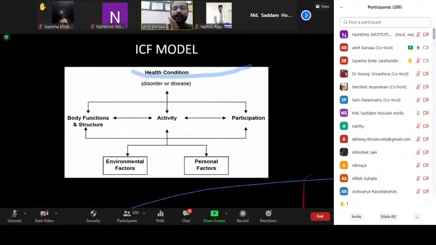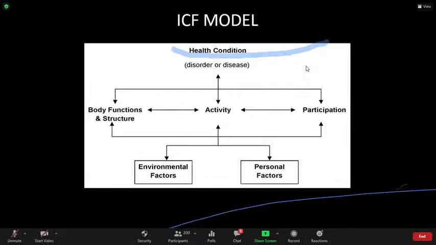Now, how can we describe CP, cerebral palsy? Imagine the health condition or disorder is cerebral palsy. What about the body function and structure? We'll talk about the brain structure that got damaged during that particular time, maybe due to hypoxia or something like that. So in body structure and function, we'll write down the damage. And in activity and participation, these two points are very, very important before writing down any assessment.